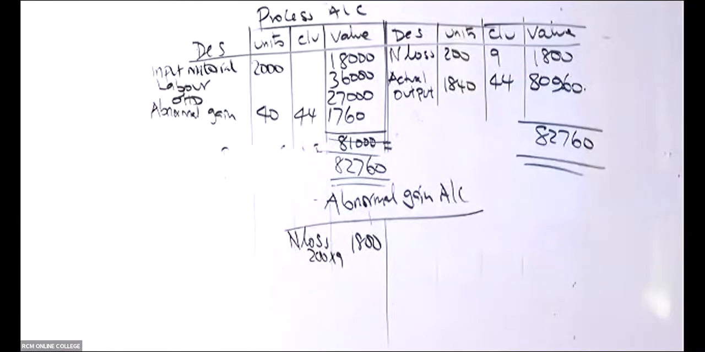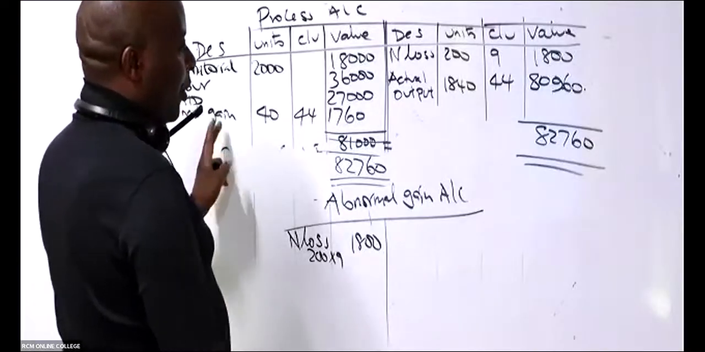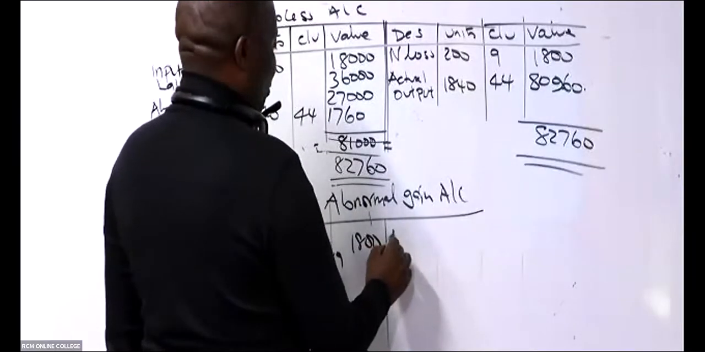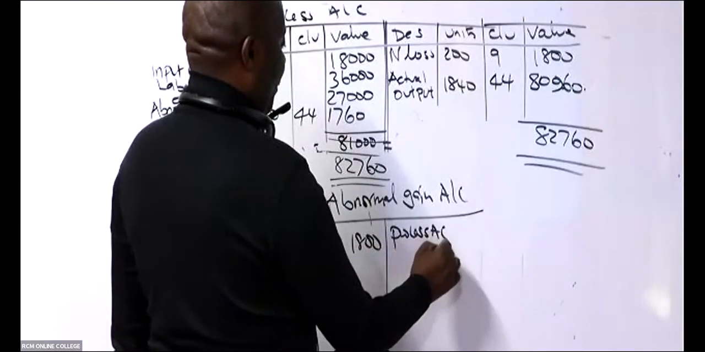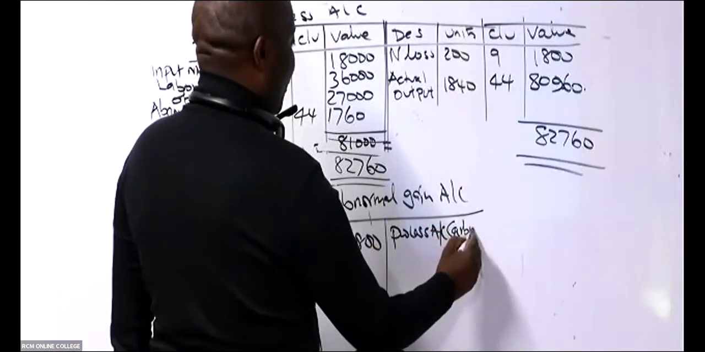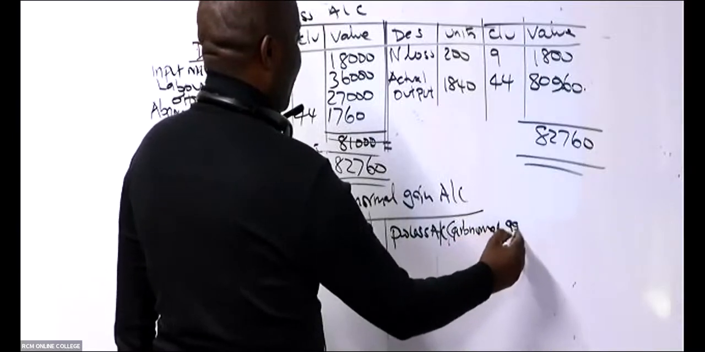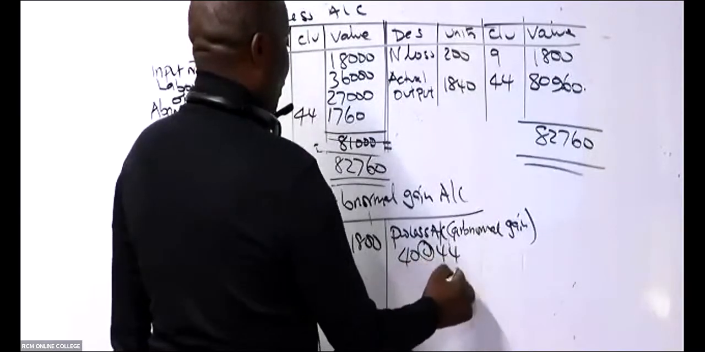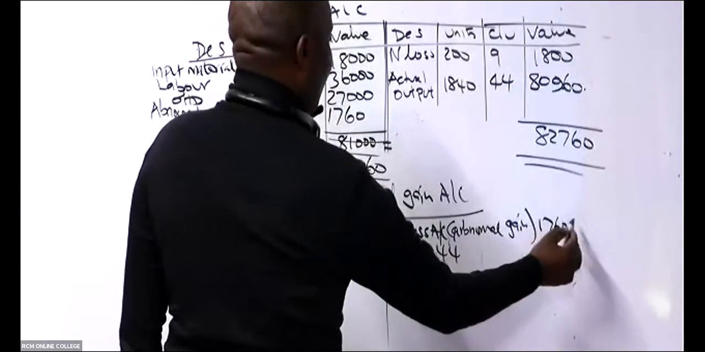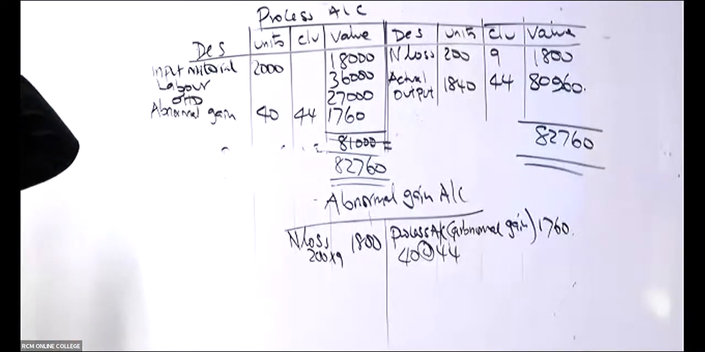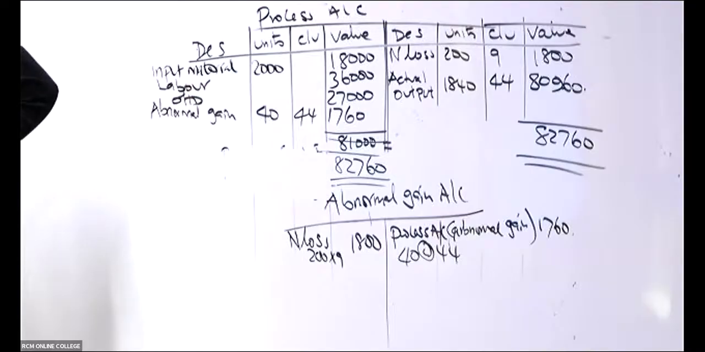And then we have abnormal gain. It's debited here. So it shall be credited. All right. So we have here from the process account, abnormal gain. It is 40 at 44, giving us 1,760. Great. Now, ladies and gentlemen, you have to be a very, very bright student.